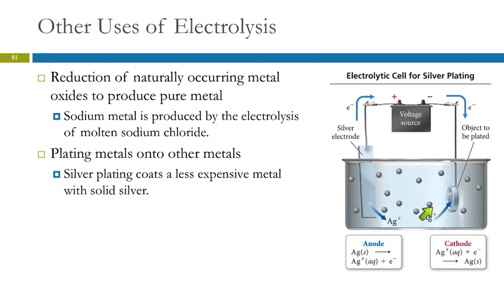So here, an object, a ring, we're going to plate it with silver. And so we've got actually the same reaction, but opposite, happening at the anode and the cathode. We've got silver, the silver electrode here, being oxidized to form silver ions, and then over here the silver ions are being reduced onto this metal ring that's functioning as the cathode.